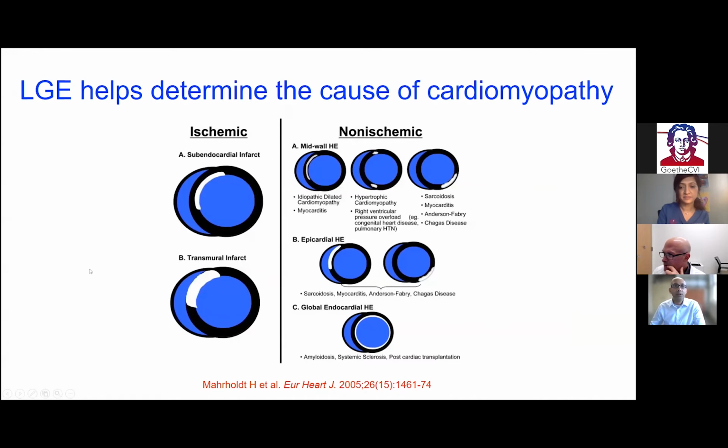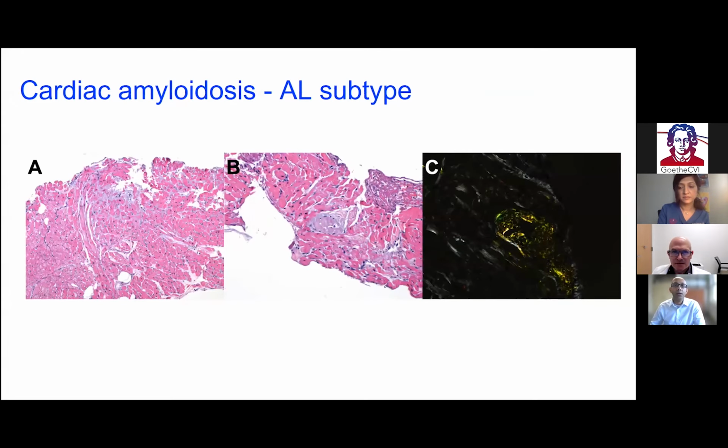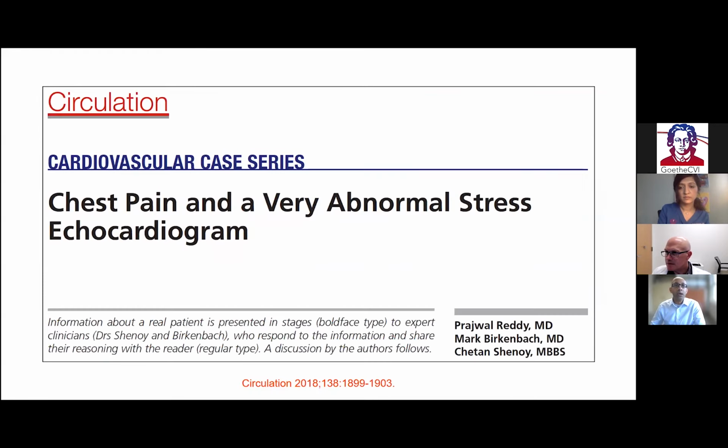This is just a cartoon showing that we can use the pattern of enhancement to diagnose the cause of the cardiomyopathy, particularly non-ischemic cardiomyopathy. What we saw in this case was a global subendocardial hyperenhancement, and the first possibility is cardiac amyloidosis. The endomyocardial biopsy confirmed this, and the subtype was AL amyloidosis. You can read more about this case. We published this in Circulation in 2018.